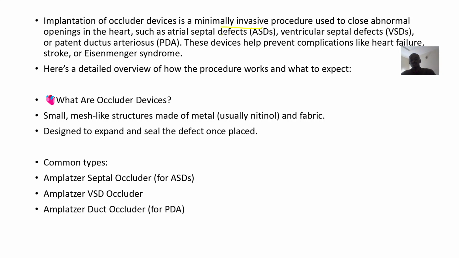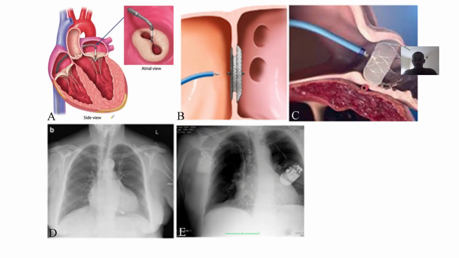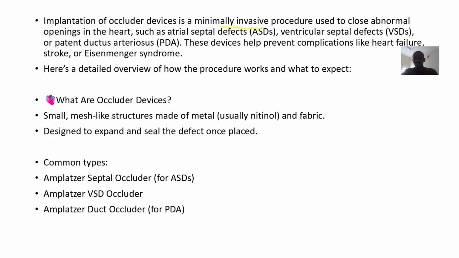So what are occluder devices? They are small, mesh-like structures made of metal, usually nitinol, or sometimes fabric. They are designed to expand and seal the defect. When you put them in, they expand, then they seal the abnormal opening in the heart.